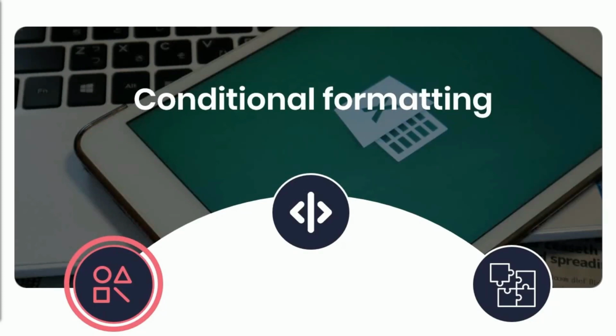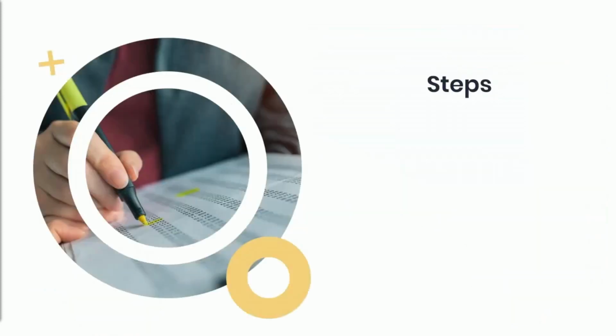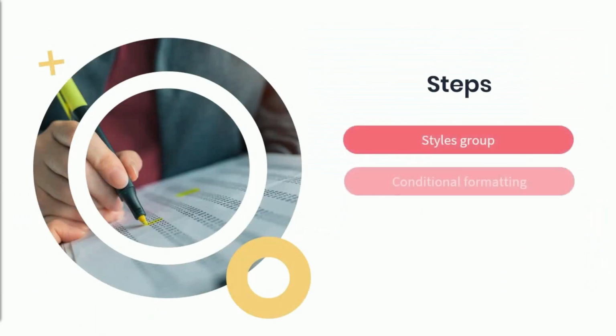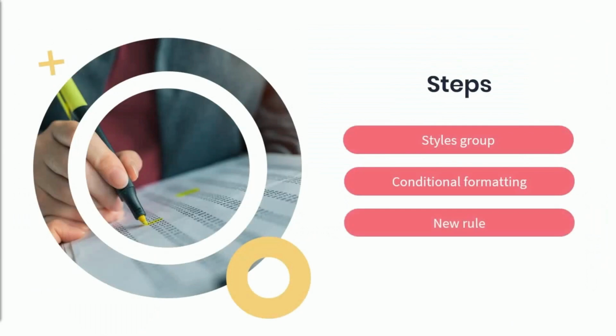It helps us to identify patterns and trends, and this is all simply done by changing the appearance of the cells according to the conditions which you've applied. This is done in a few simple steps. So first you'll start off by going to the styles group, then moving over to conditional formatting, creating a new rule, and last but not least, selecting your very own format. But how about we hop over to Excel and see this in action?